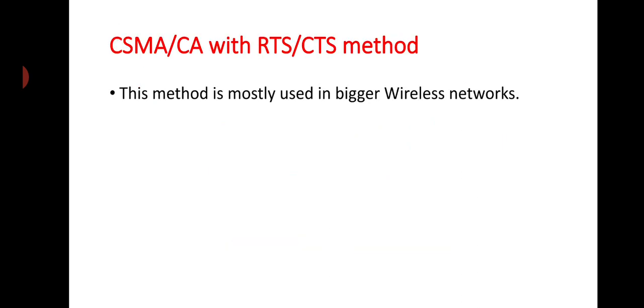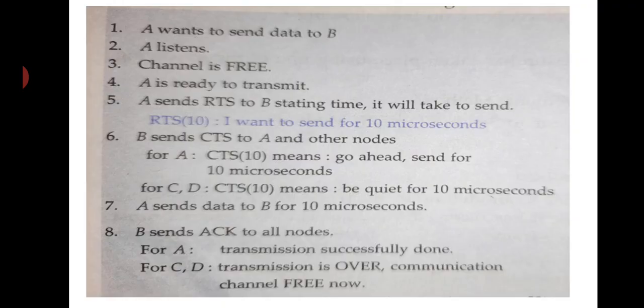Now the second one is CSMA/CA with the RTS/CTS method. This method is mostly used in bigger wireless networks. See the mechanism behind this. Here you can see that A wants to send data to B. Here A and B are two nodes, similarly like N1 and N2.